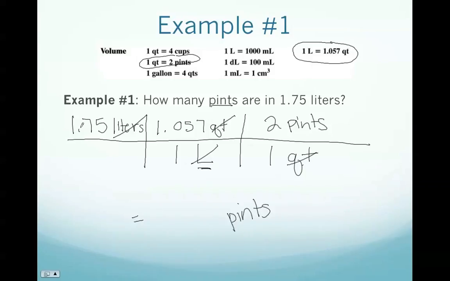And then I'm going to be doing 1.75 times 1.057 times 2 divided by anything on the bottom. So you multiply across the top, divide by anything on the bottom. And when you do that, you get 3.70. If I have 3 sig figs to start, I round my answer to 3 sig figs. You don't base your sig figs off of the conversion factors. And that would be my final answer.